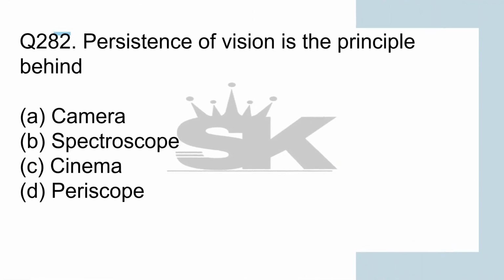The principle behind persistence of vision is cinema. It refers to the optical illusion whereby multiple discrete images blend into a single image in the human mind, and is believed to be an explanation for motion perception in cinema and animated films.